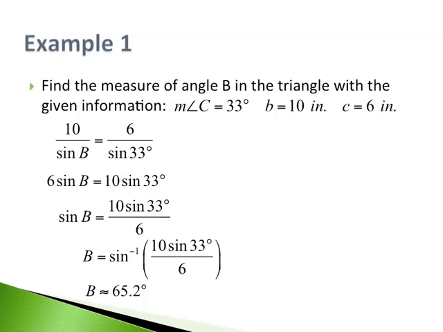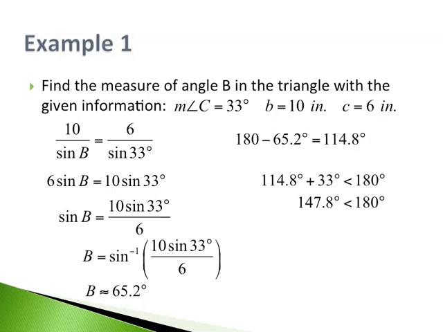Now, we want to find out what that second angle measure is. Because we saw in the picture that this does in fact have it, let's see how it works mathematically. So subtract the 65.2 from 180 degrees, and that gives us that the possible second angle measure is 114.8 degrees. Now, to check whether or not this is valid, we take the 114.8 and add it to the original angle measure given, angle C. So 114.8 plus 33, if it's less than 180, that must mean that it does in fact work. In this case, this is 147.8, which is less than 180. So this is a valid second angle measure. So there are two answers here. Angle B could be 65.2, or it could also be 114.8.